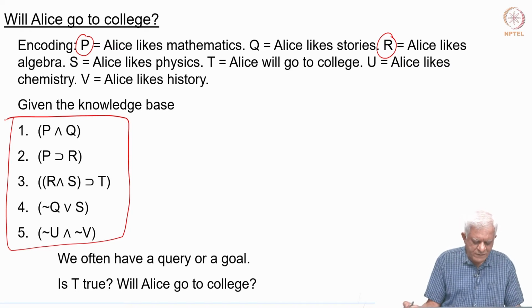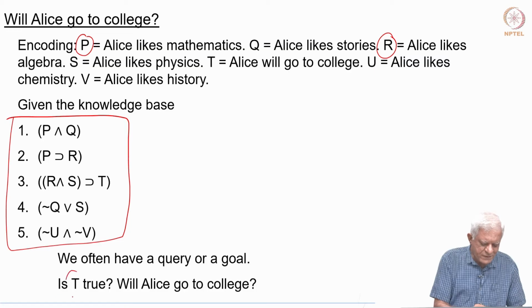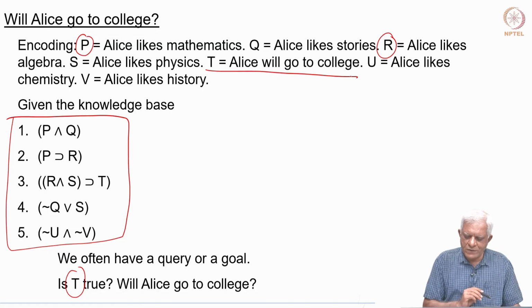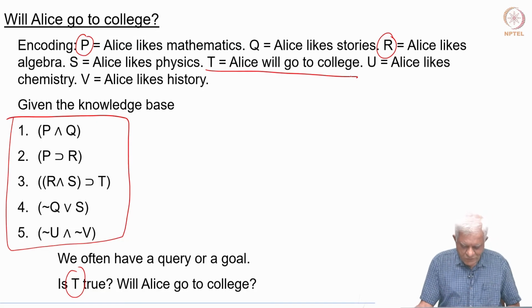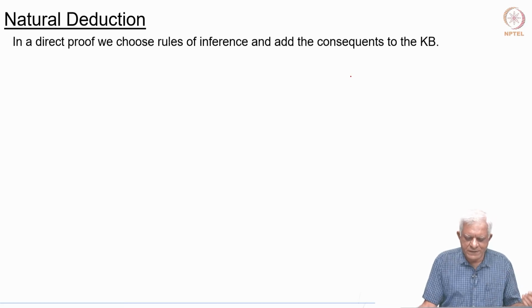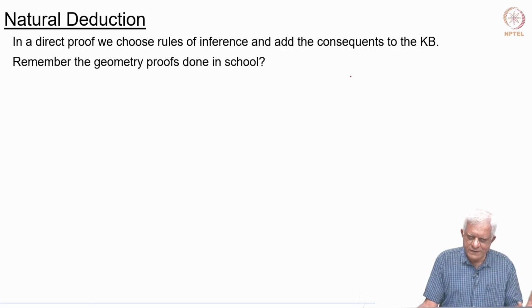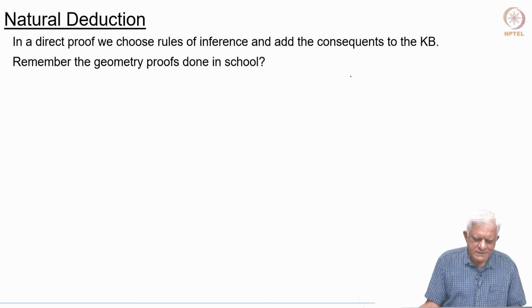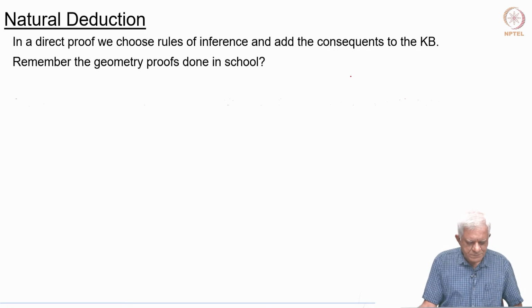So, we often have a query or goal, and our query is going to be: is this proposition T, Alice will go to college, true? In other words, we are asking, will Alice go to college? So, let us look at how you would have done it if you were doing this in school, which is basically keep adding new sentences. So, in a direct proof, we choose rules of inference, we decide which rule we want to use and add the consequence to the knowledge base essentially.